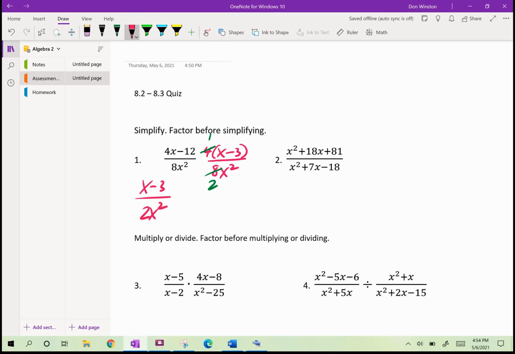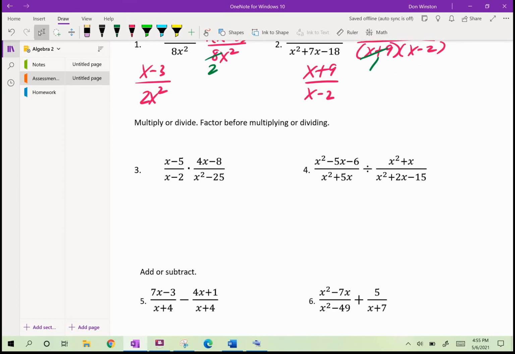Okay. Number two, let's see here. Factors of 81 that add up to 18, that would be 9 and 9. So x plus 9 times x plus 9, divided by factors of negative 18 that add up to positive 7. That would be a positive 9 and a negative 2. So x plus 9 times x minus 2. And then the x plus 9's can cancel out, and that leaves me with x plus 9 over x minus 2.